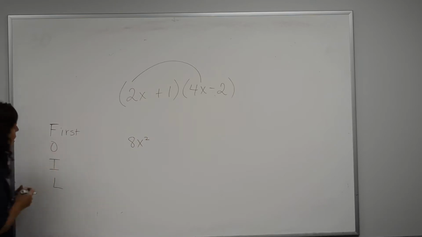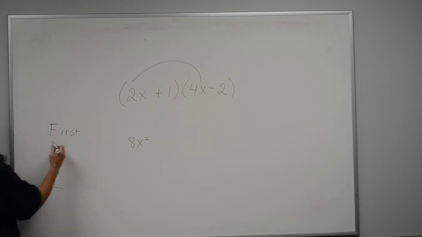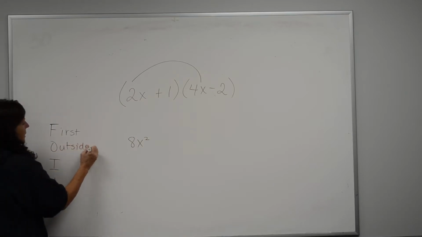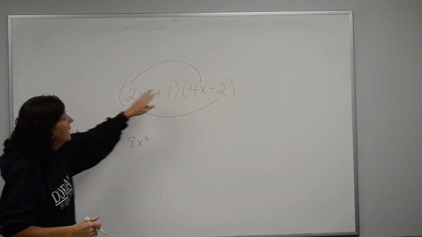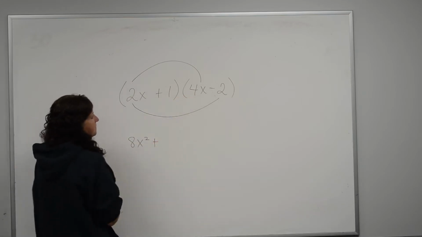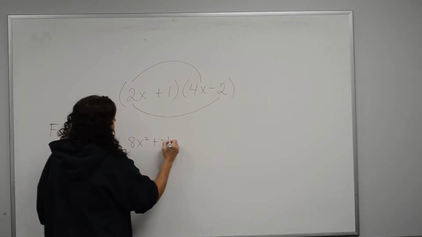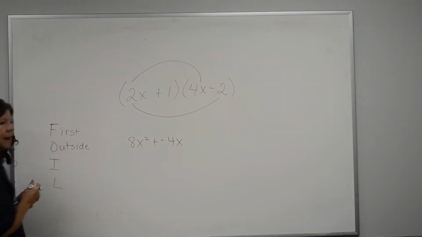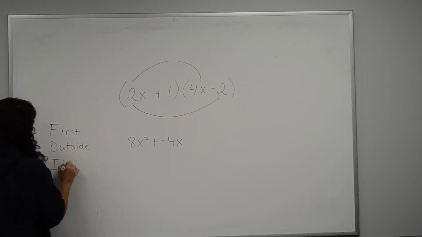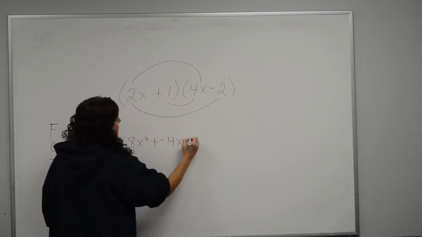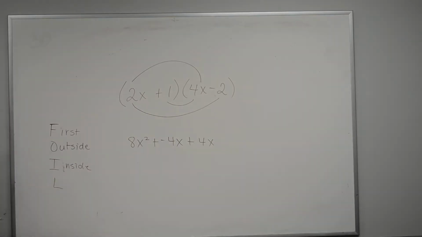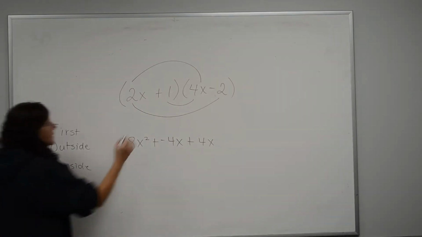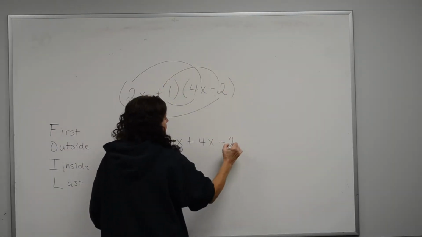Okay, what does O stand for? Outside. So it's that times that. The outside terms. 2x times negative 2x, what does that give me? A negative 4x. Okay, how about the I? Inside. So the inside terms, which is going to give me a positive 4x, right? And what does the L stand for? Last. The last terms in both, which is going to give me a negative 2.